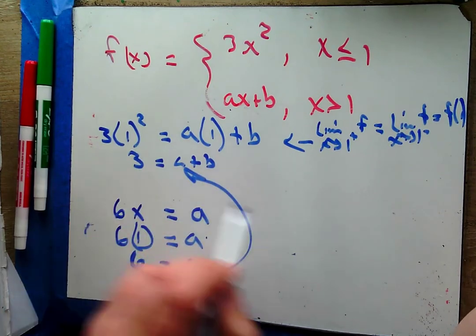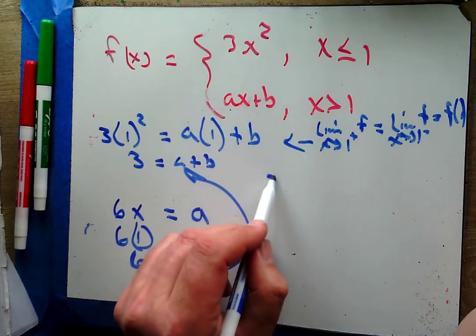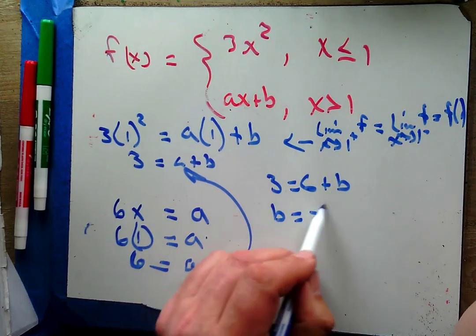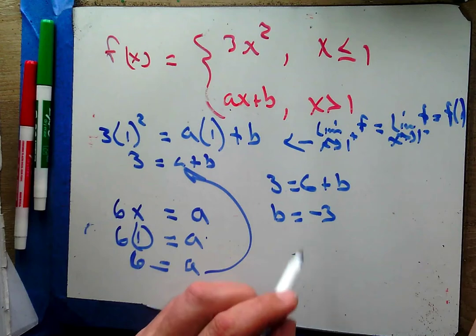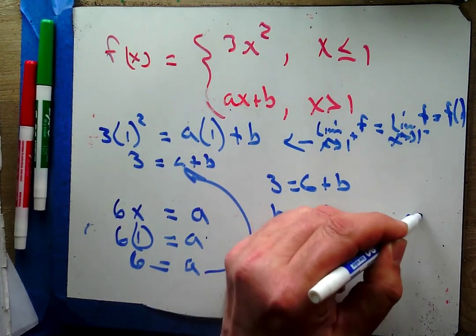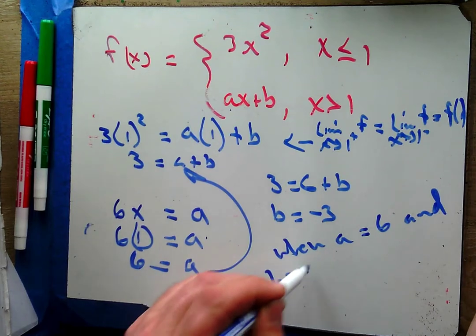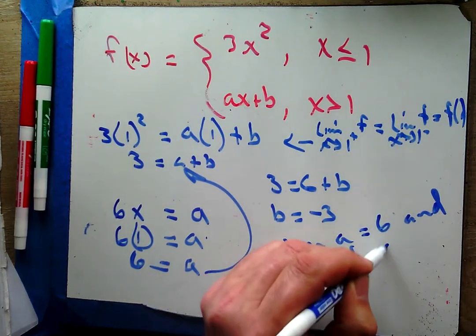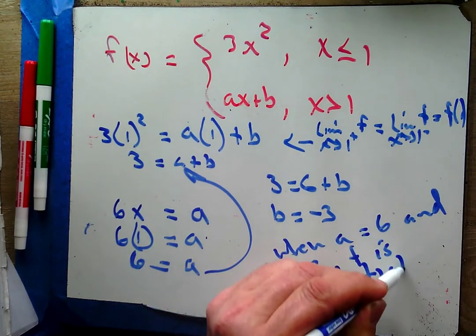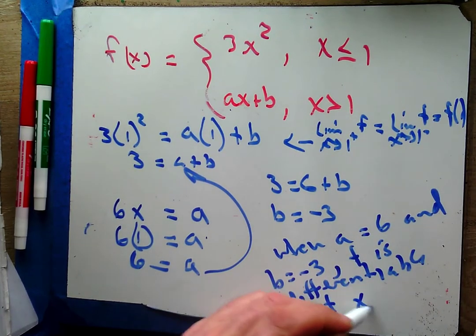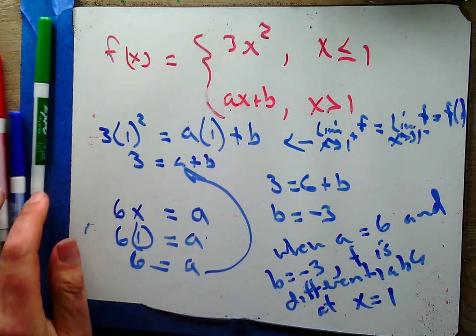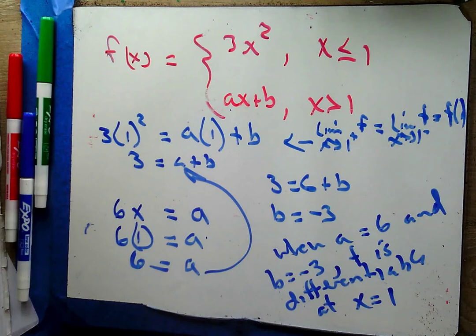A plus b equals 3. So 3 equals 6 plus b. B must equal -3. So when a equals 6 and b equals -3, f is differentiable at x equals 1. Because remember, differentiability implies continuity.